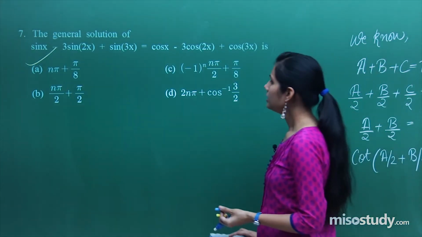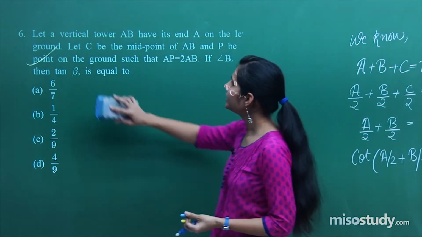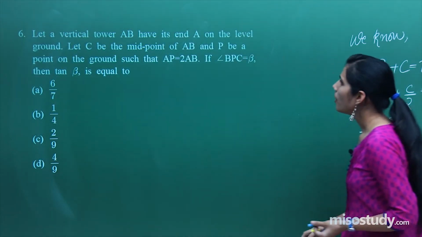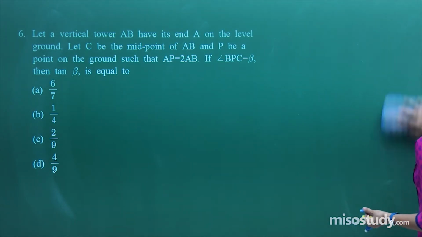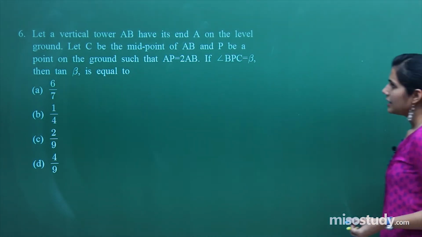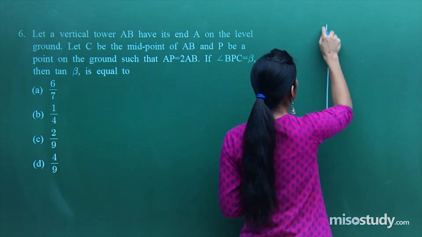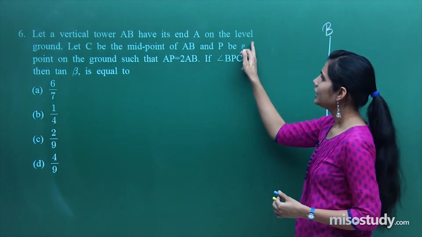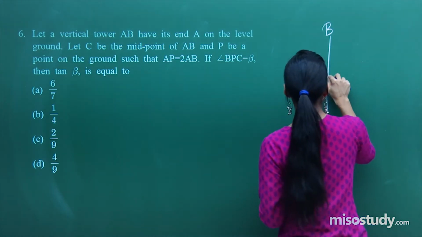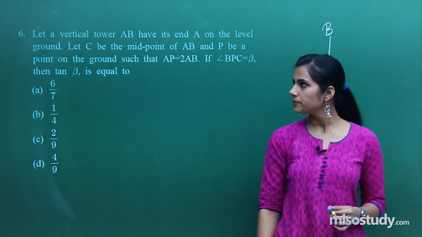You have a vertical tower given to you. Let a vertical tower AB have its end A on the level ground. So the end A is on the level ground, that means this is A and this is B. Let C be the midpoint of AB. So suppose this is my point C, the midpoint.